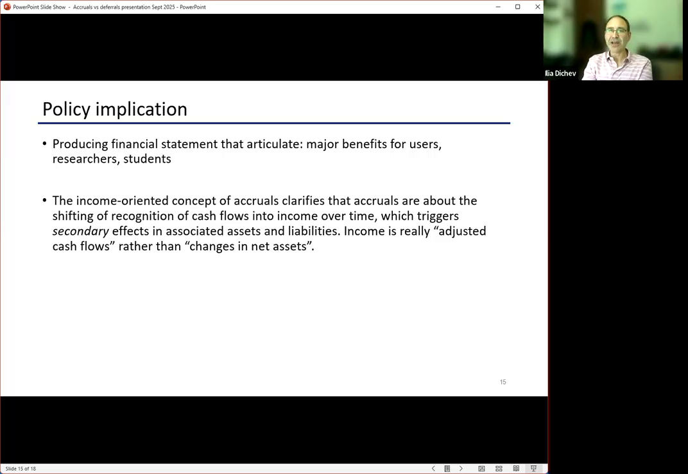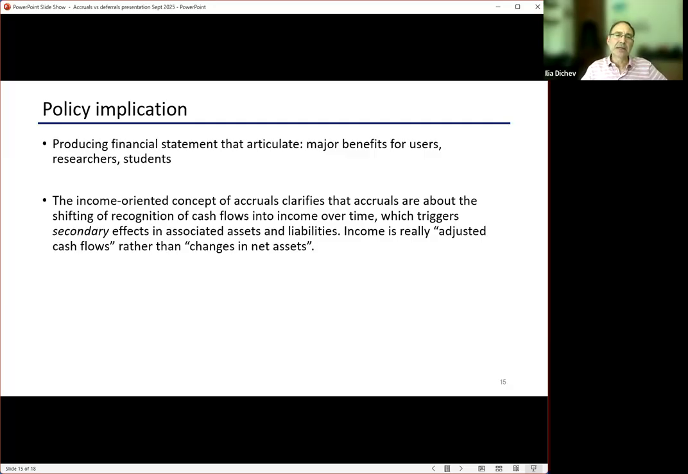Policy implications. I'm going to say a couple of things here. It would be really nice to have financial statements that articulate. Steve Penman has written about this, and I'm a big proponent. There are many benefits. The MBA students are so confused by this stuff. Just explain a cash flow statement. If you have financial statements that articulate, it will be really nice.